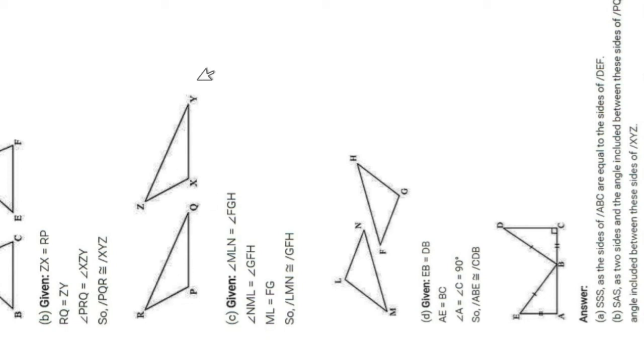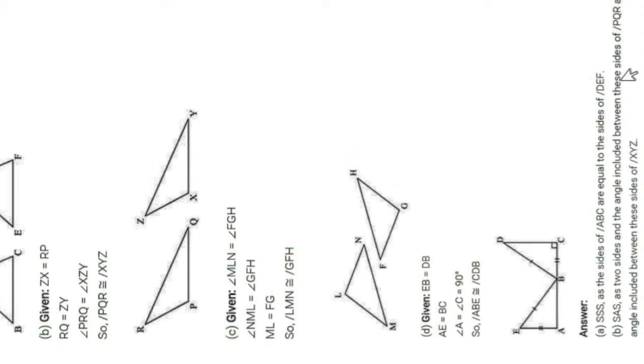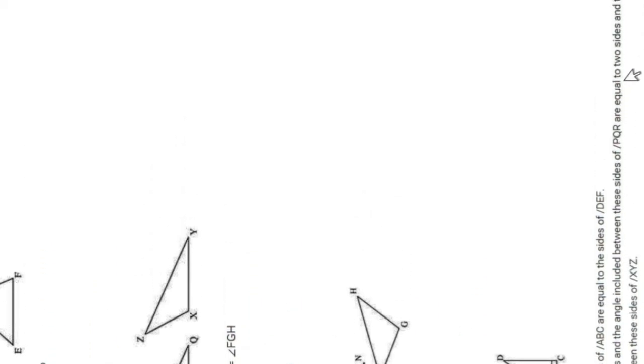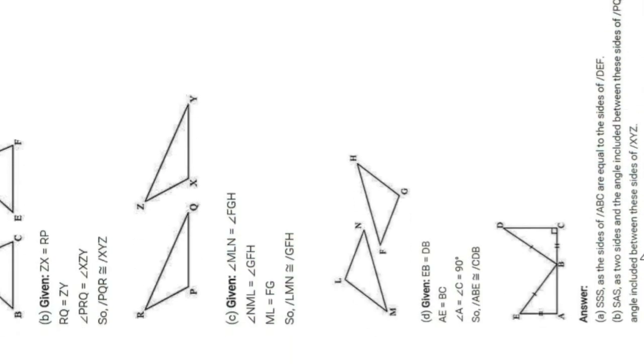RQ equal to ZY and angle PRQ equal to angle XZY. So two sides and one angle are given, so it is the SAS criterion. Triangle PQR is congruent to triangle XYZ. So the second answer is SAS, as the two sides and the angle included between these sides of triangle PQR are equal to two sides and the angle included between these sides of triangle XYZ. So it is the SAS criterion.